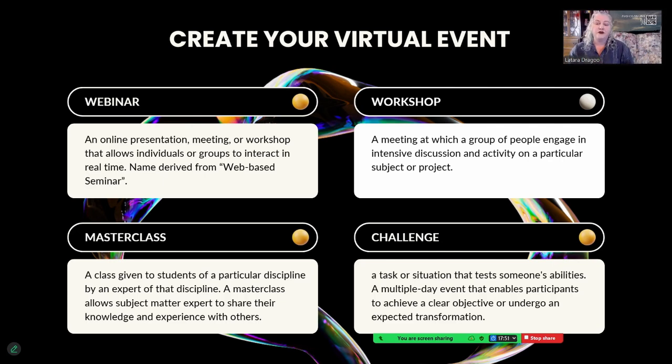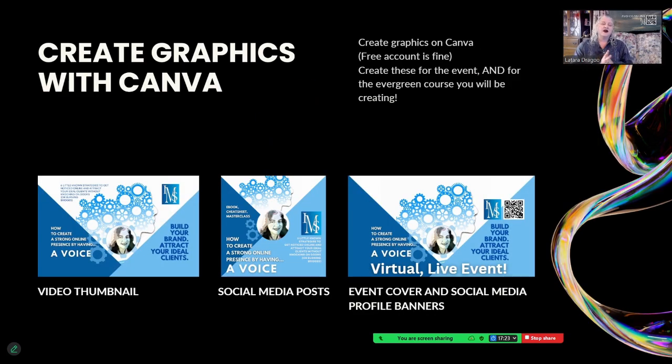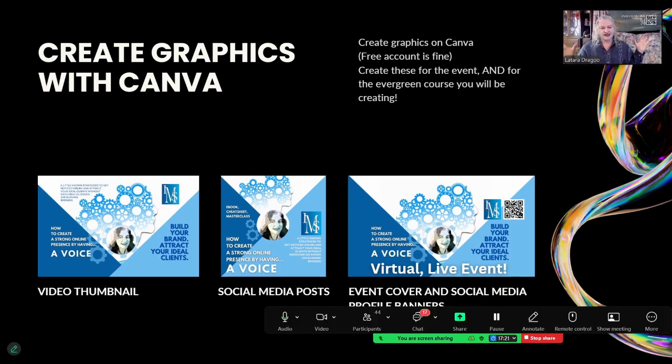So if you're a pro at virtual events, you can do something more intricate and complicated, like a challenge or a summit. But it doesn't have to be. You just gauge where you are technically and experientially and figure out what would be the easiest thing for you to put together. Don't let that be a stumbling block, because you can always go back and reiterate this process in the future as well. Okay, so the next one is to create your graphics in Canva.